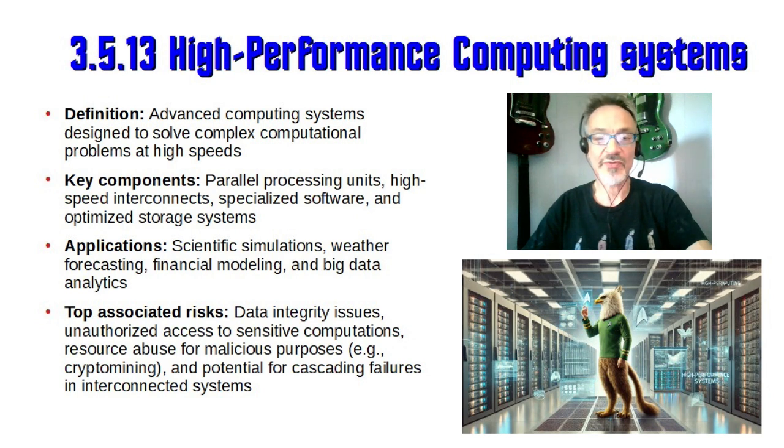3.5.13 High Performance Computing. Definition: systems that use very advanced resources to solve very complex computational problems, like our AI friends, right? Key components the exam might cover will include parallel processing units, that's multiple processors that work together on the same problem. High performance interconnections between these processors. Specialized software programs that are designed to leverage the parallel processing capabilities. And optimized storage systems, that's high capacity, high speed storage solutions.